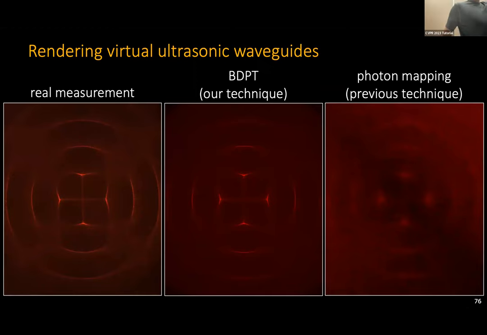And even before we see those results, what I'm going to show is the real measurement captured with our hardware versus the bidirectional path tracing technique, the technique that we built, versus the previous photon mapping techniques that people have built. I hope people can see the difference clearly, at least on my screen, it's clear, and hopefully it's also clear on that screen. The technique that we have developed, the data is much closer to the real data compared to the previous photon mapping techniques for the same amount of rendering time.